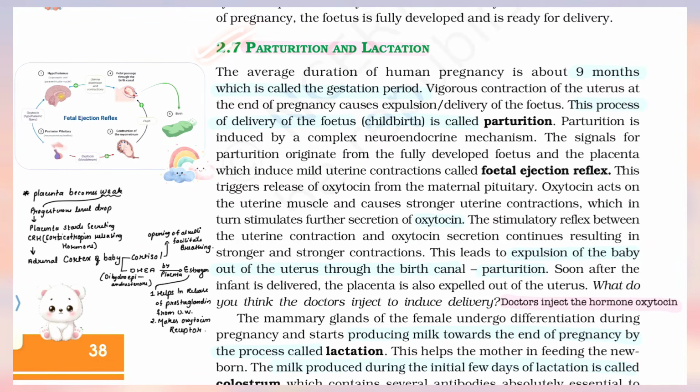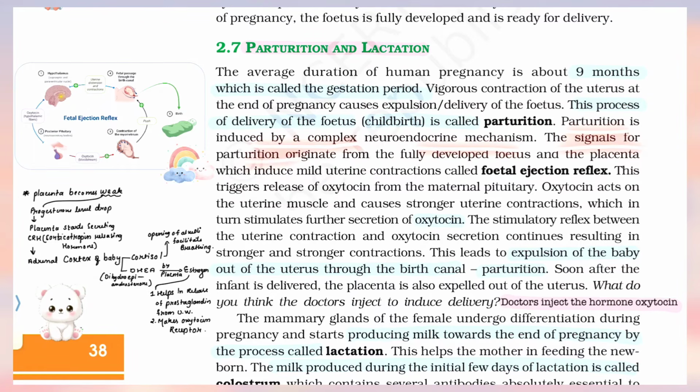2.7 Parturition and lactation. The average duration of human pregnancy is about 9 months, which is called the gestation period. Vigorous contraction of the uterus at the end of pregnancy causes expulsion or delivery of the fetus. This process of the delivery of the fetus, or childbirth, is called parturition. Parturition is induced by a complex neuroendocrine mechanism.